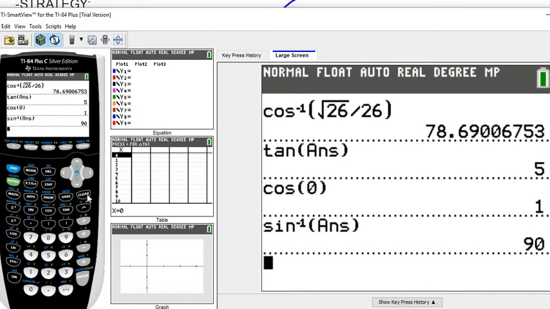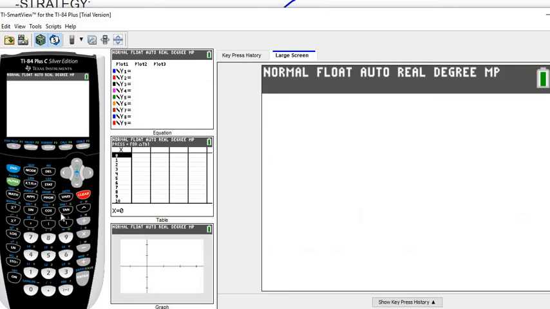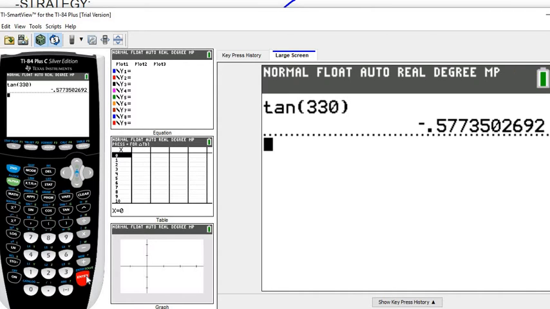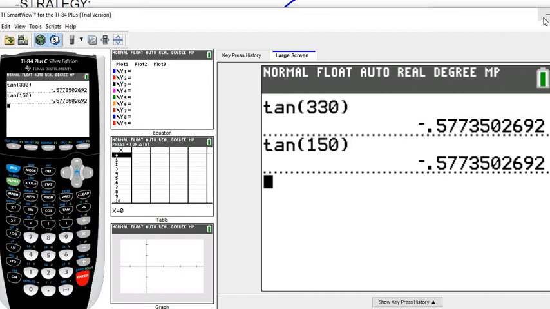So if we do the tangent of 330 or the tangent of 150, we should get the same answer, negative root 3 over 3, and as a decimal I think that's like 0.59 or something. Close enough, 0.57, 0.58. So let's test the other angle that we had, which was 150. This should be the exact same answer if we did it correctly. And let's see, and it is. Okay, so those are our two solutions.